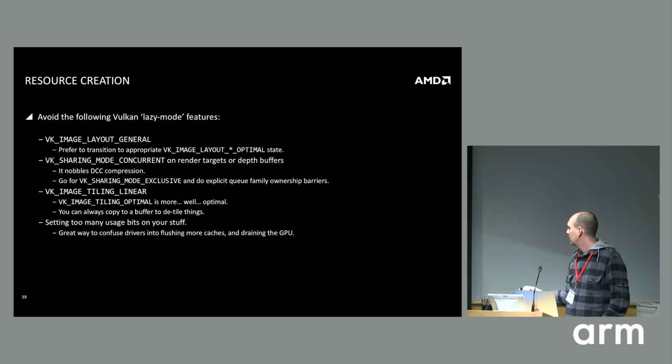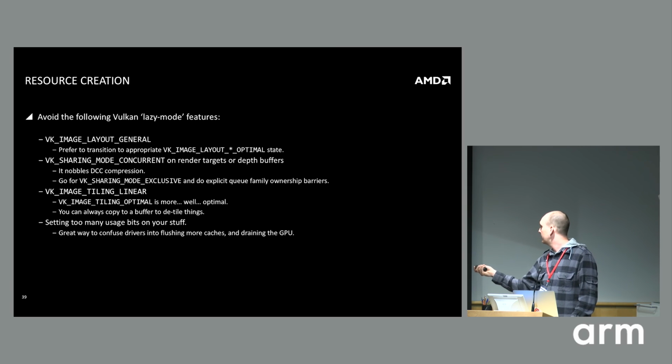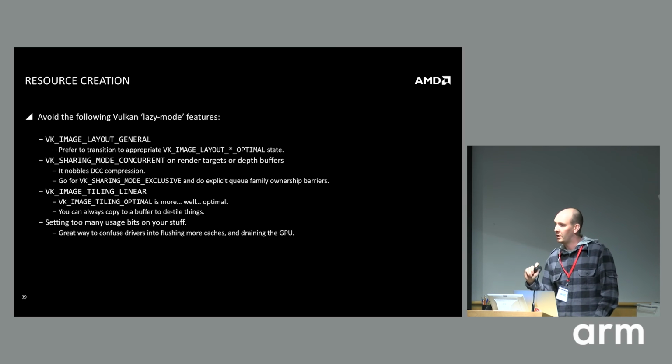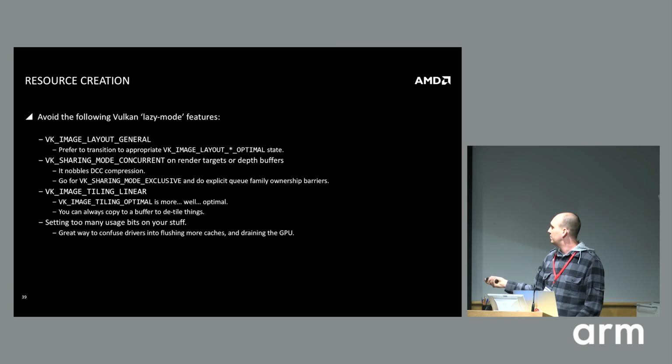Sharing mode concurrent on render targets and depth buffers. This nobbles our compression. So if you switch that on, you won't get compression on your render targets, which can have a bit of an impact on performance. So it's advised that you would use exclusive mode. So you're saying this target's used by this queue, and then manually transition ownership to other queues. In this way, you'll keep the compression, and then you can manually get the decompress if you need access from another queue.